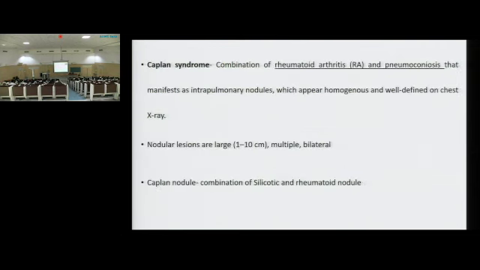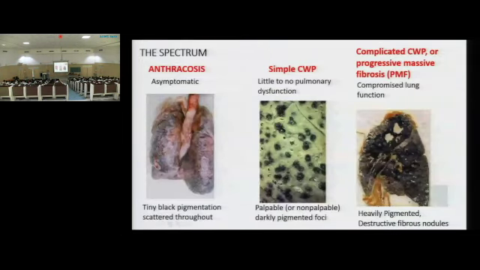So I already told you about Caplan syndrome. It is a combination of rheumatoid arthritis and pneumoconiosis, and it is manifested by intrapulmonary nodules, which appear homogeneous and well defined on chest X-rays. These nodular lesions vary in size from 1 to 10 centimeter. They can be bilateral and multiple. So in a Caplan nodule, there will be a combination of silicotic and rheumatoid nodule, both. So this is the spectrum of coal workers pneumoconiosis.